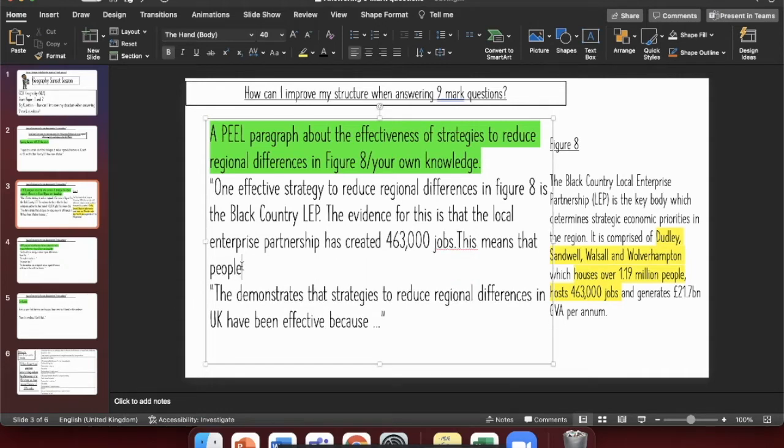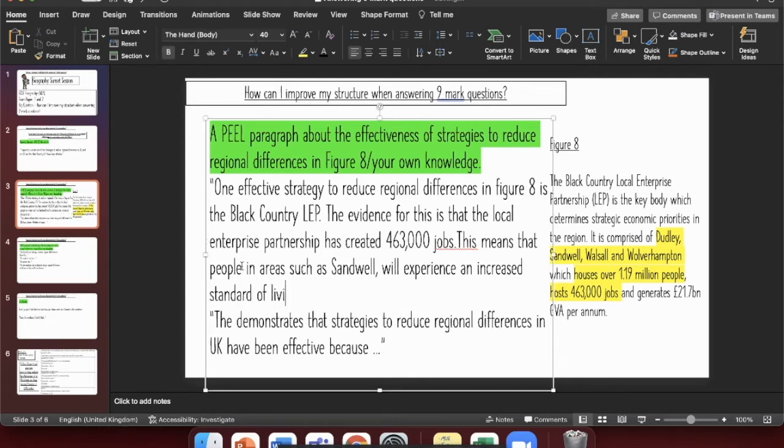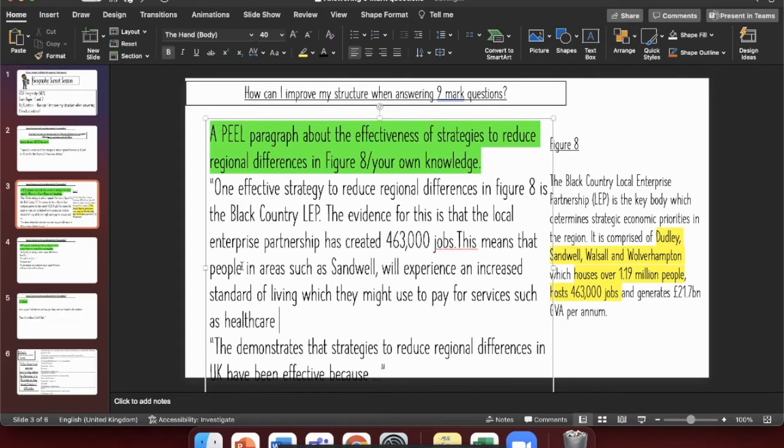This means that people in areas such as Sandwell will experience an increased standard of living, which they might use to pay for services such as healthcare or for luxury items, such as cars.